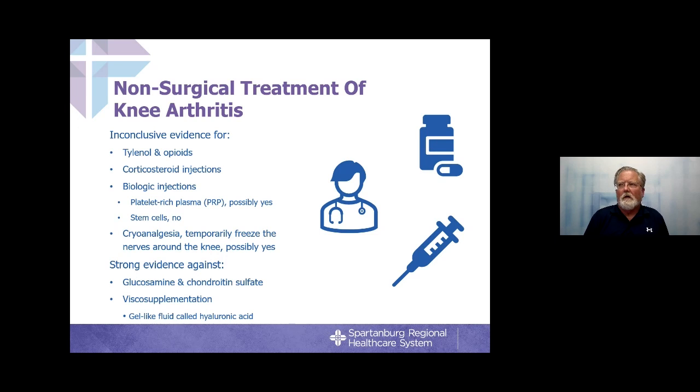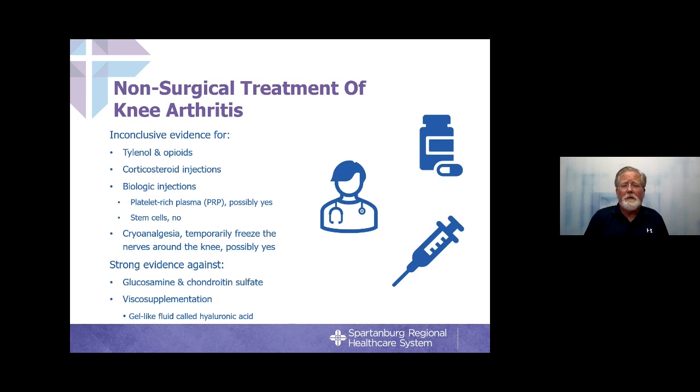Now, of interest, there is very strong evidence that does not support the use of glucosamine and chondroitin sulfate. These are two of the building blocks of the articular cartilage. When you critically look at the literature with good, what we call double-blinded studies, people taking placebo, people taking a combination of these, there's no difference in how they do. I have a lot of patients that still take it. My own feeling is there's really no harm other than the harm to your wallet.